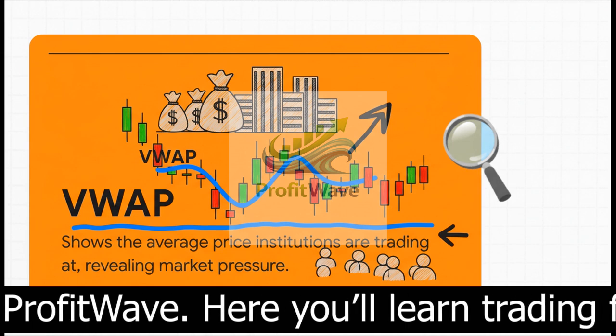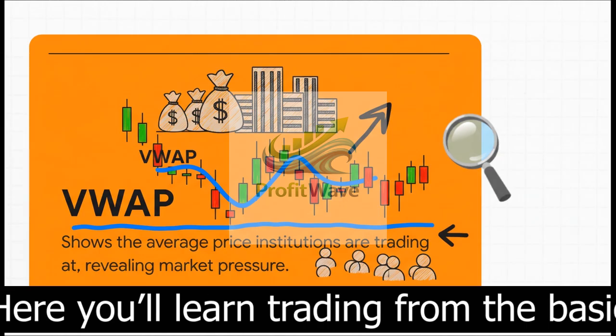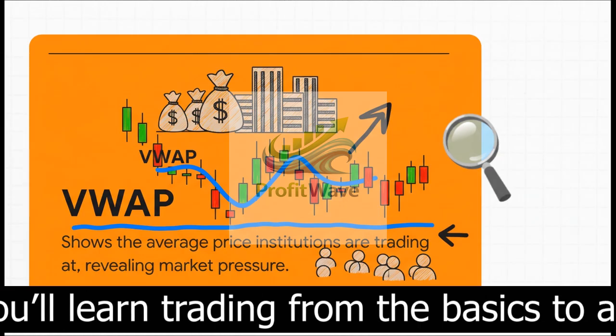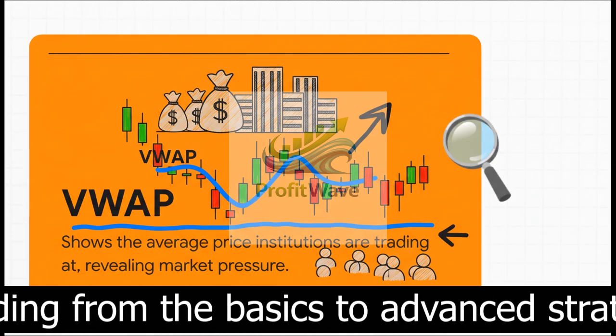It doesn't just look at price, it factors in volume. This tells us where the big institutional money is really active. Think of the VWAP line as the fair price for the day, according to the big players. And because of that, it acts like a powerful magnet for the price.